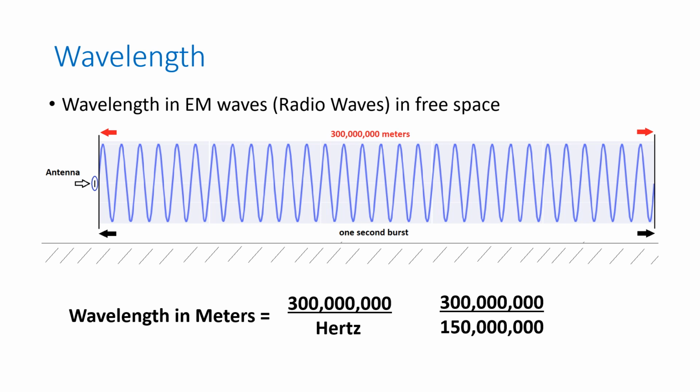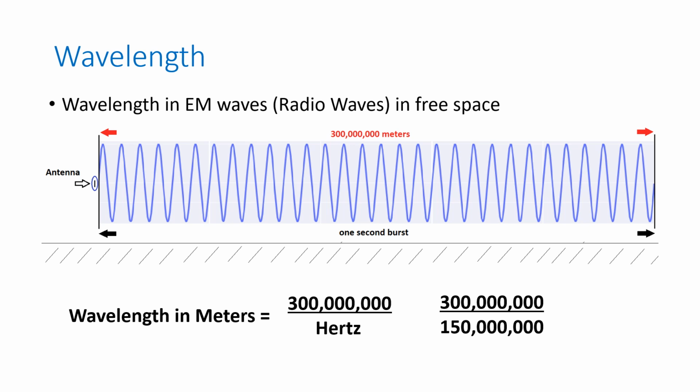Let's pick on 150 million hertz, which is, of course, 150 megahertz. Well, now we know 300 million divided by 150 million, that's 2. So that means it's a distance of 2 meters from here to there. And that repeats throughout the whole wave, the whole distance.